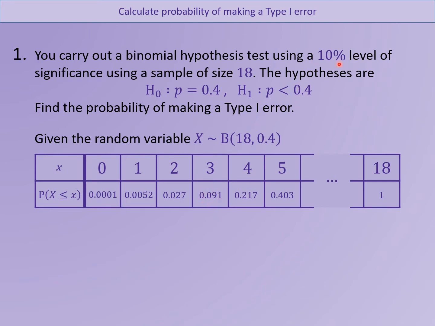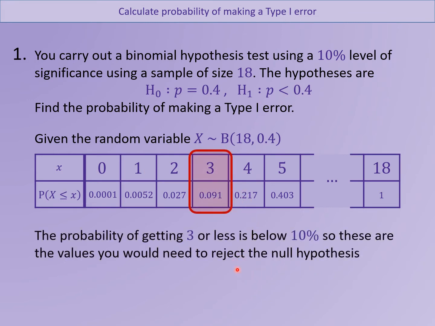Now I'm looking for a 10% level, so that's pretty close. If I got 3 or below, I would doubt this claim. I would doubt that it's 0.4 because that's very unlikely to happen. If I got greater than 3 though, if I got 4 for example, the chance of getting no successes, 1, 2, 3, or 4 successes is a lot higher. The chance of that happening is about 0.217. About 22% of the time you would expect 4 or less.